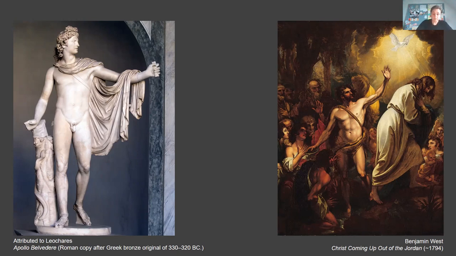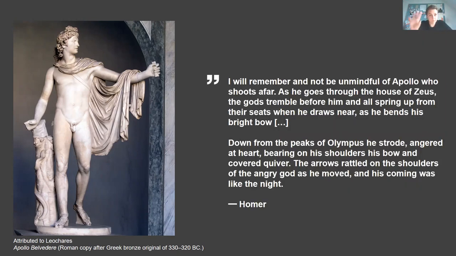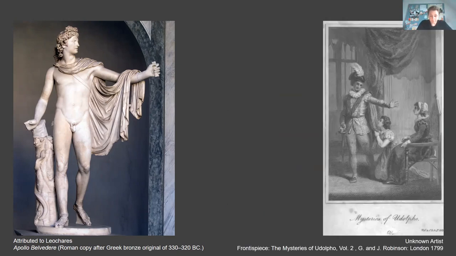First, a short reminder how the statue and the pose was presented to the educated public. So this is again the quote by Homer. These aspects come together, and hear me out, in the second of the four frontispieces of Ann Radcliffe's novel, The Mysteries of Udolpho, in the first ever illustrated commercial edition by G. G. and J. Robinson.